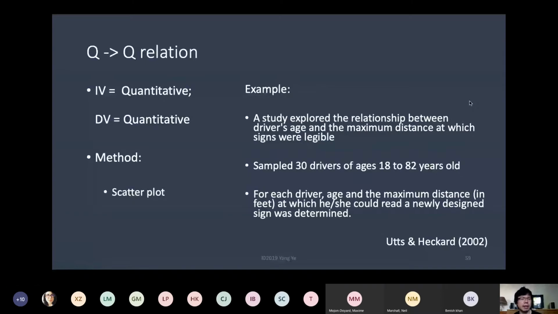The final step is the quantitative relation, where both the independent variable and the dependent variable are quantitative variables. The method that people usually use to explore this kind of relationship is to make a scatter plot. For example, a study explored drivers' age and the maximum distance at which they can see signs. They found 30 drivers of 18 to 82 years old, and measured the maximum distance at which they can read a newly designed sign.